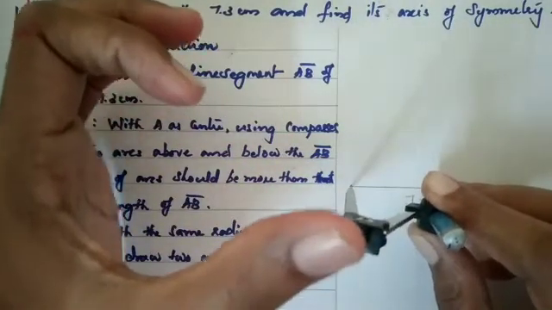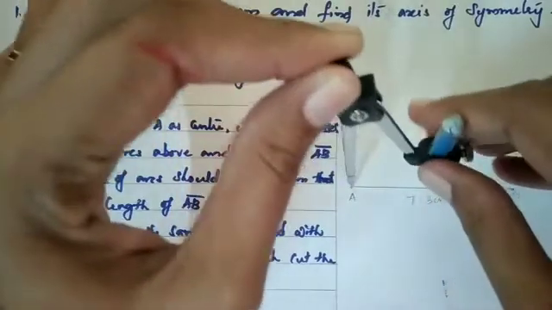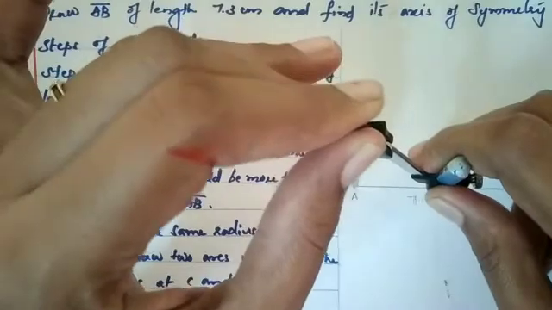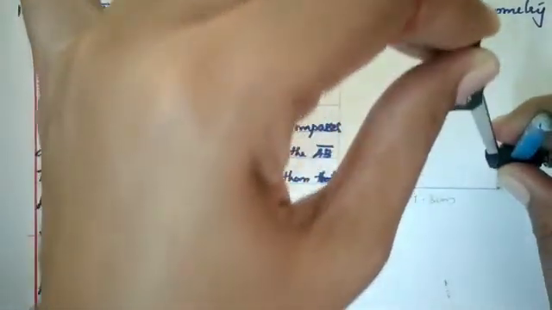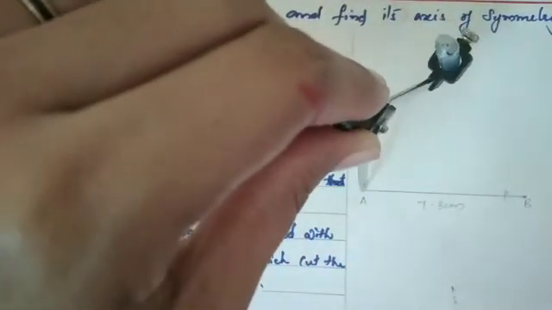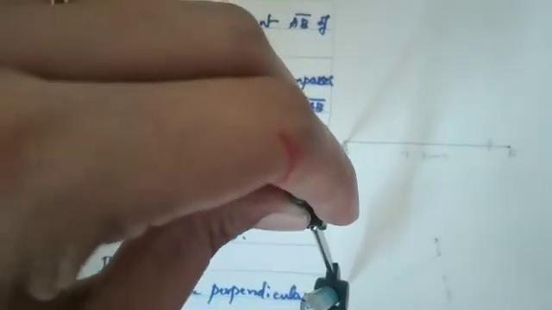So place the point of the compass at one end and take the measurement. It's more than half on your compass. Then draw two arcs above and below the line segment AB. Here one arc above, and another arc below.